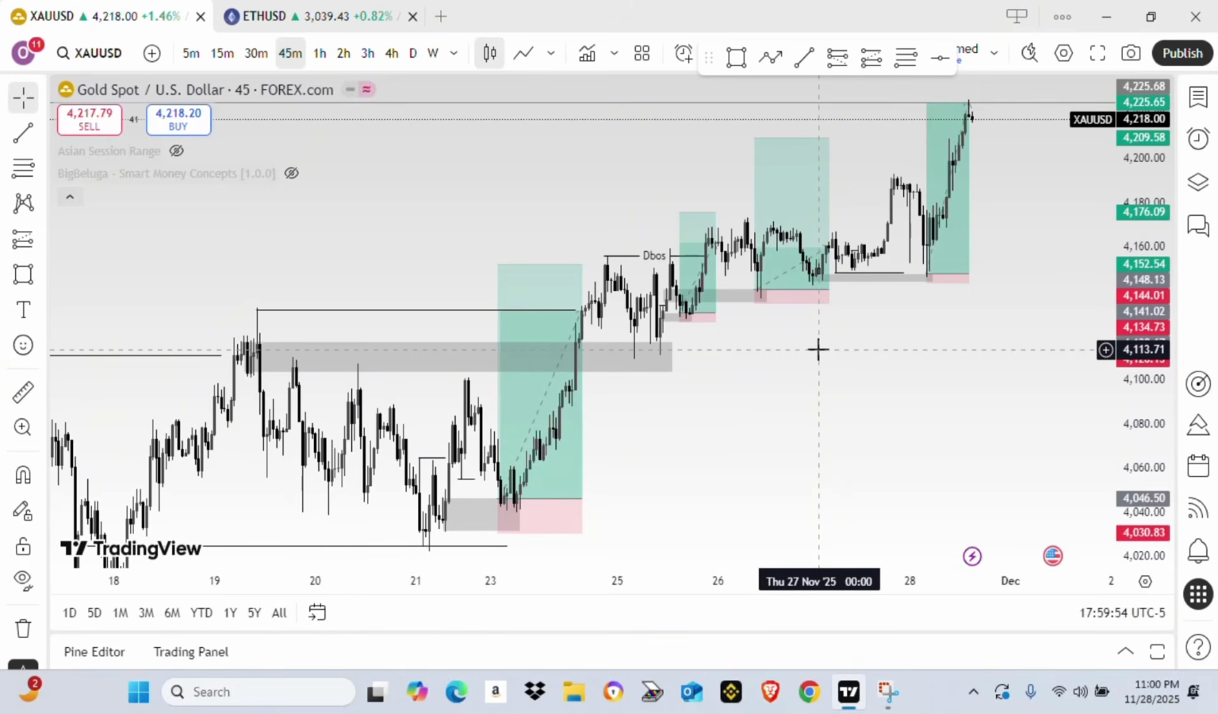So I'm going to be giving you guys a breakdown on what I did, on how I was able to know where the market was heading, and not changing my directional bias.